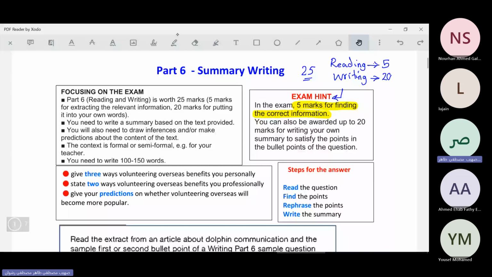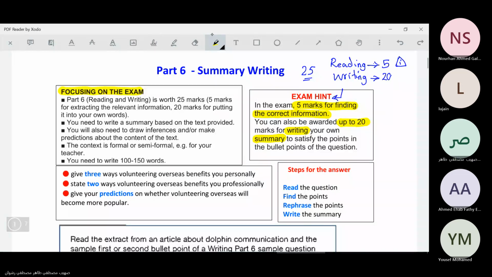Okay, this is the first point. So as you see here, you can also be awarded up to 20 marks for writing your summary. So 5 marks again for reading and 20 marks for writing. Let's say you can simply, inshallah, guarantee the 5 marks for reading, because all you need to do is just identify the relevant points according to the question. Okay, this is point number 1. Point number 2, focusing on the exam.